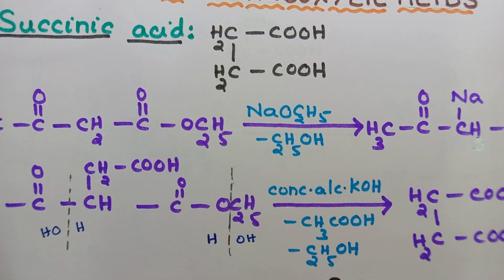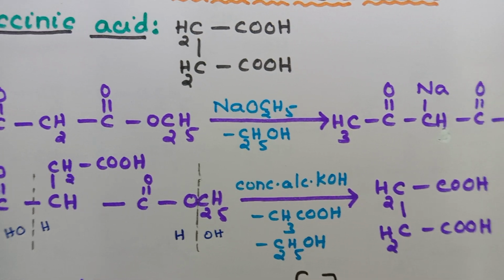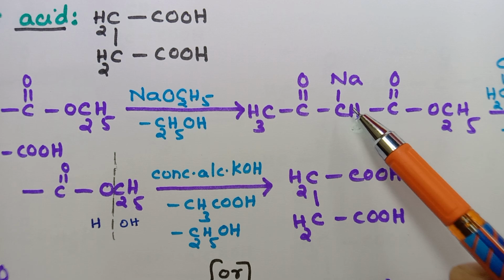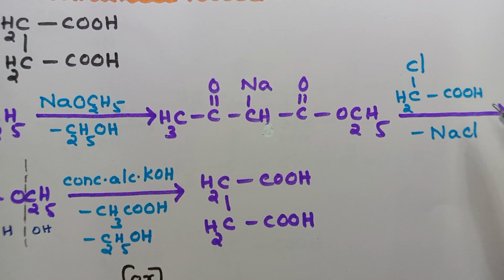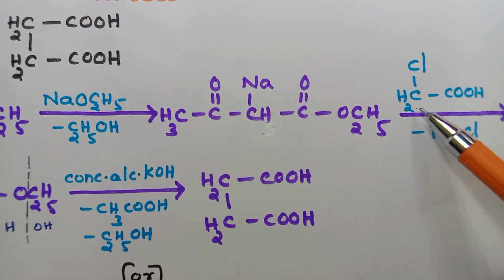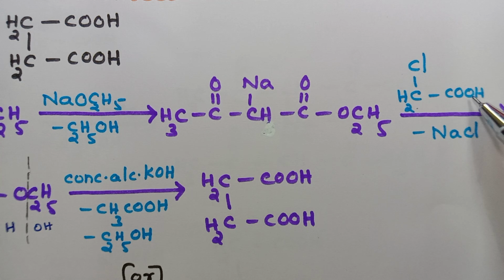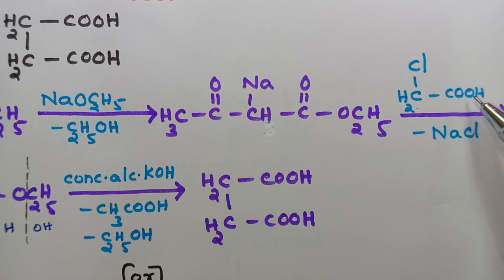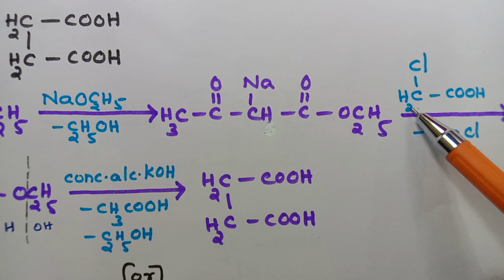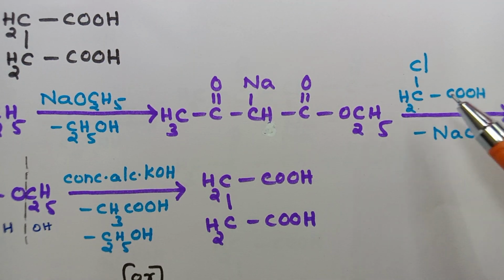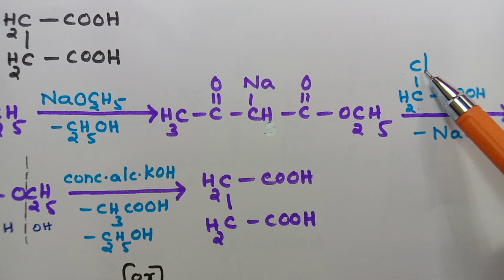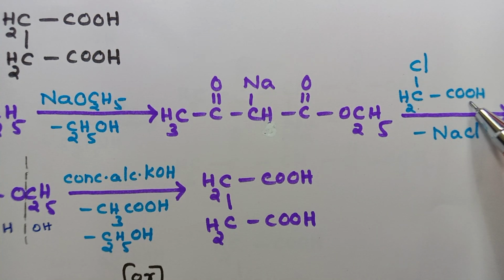We need to introduce it before hydrolysis. Fine. So after Na replaces hydrogen in the active methylene group, the reagent to be used here is ClCH2COOH. Anybody who knows the name of this compound, students? If you know, well and good. If you don't, I will tell you. CH3COOH is called acetic acid, but in the place of one hydrogen there is chlorine, so it is chloroacetic acid. Fine, students.